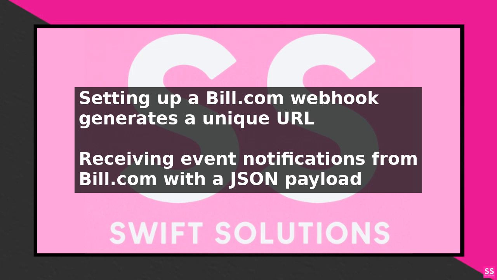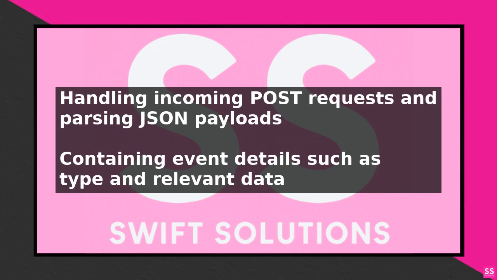First, you need to set up a webhook in your Bill.com account. This will generate a unique URL that will receive event notifications from Bill.com. The webhook will send a POST request to your specified URL with a JSON payload containing the event details.